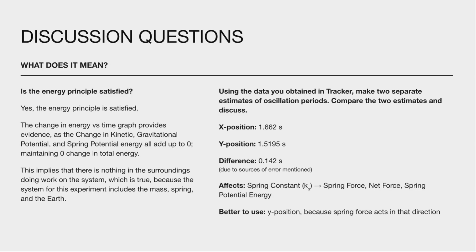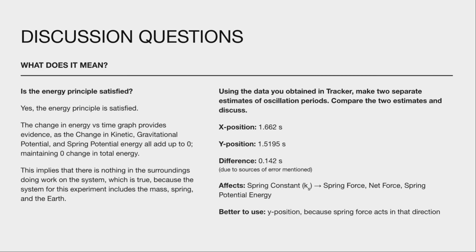To further this discussion, we can ask if the energy principle is satisfied. The answer is yes, because the graph shows that the change in kinetic, gravitational potential, and spring potential energy all add up to 0, maintaining 0 change in total energy. This implies that there is nothing in the surroundings doing work on the system, which is true because the system for this experiment includes the mass, spring, and the Earth.